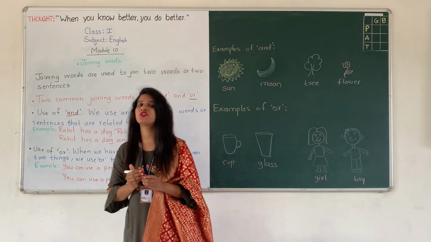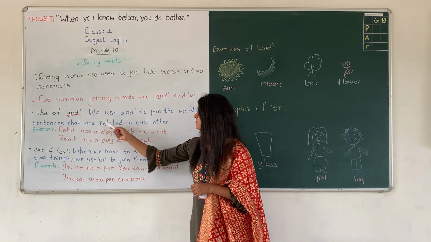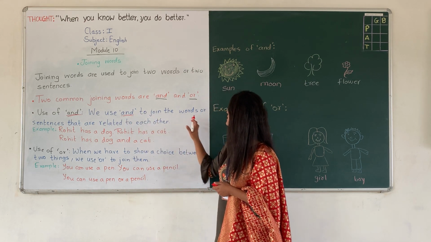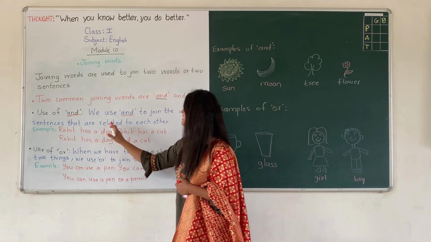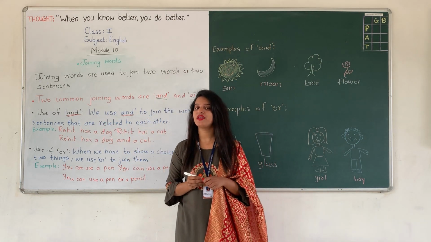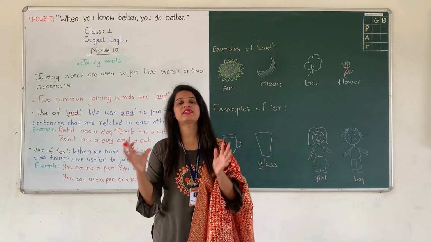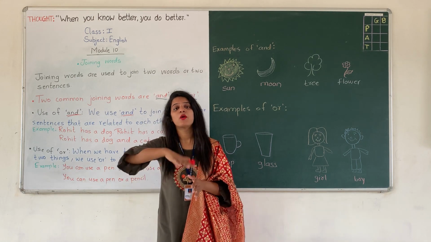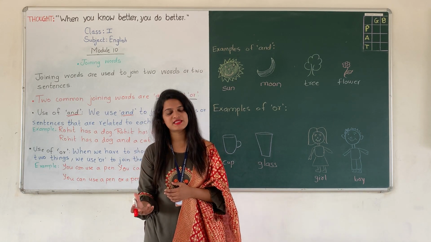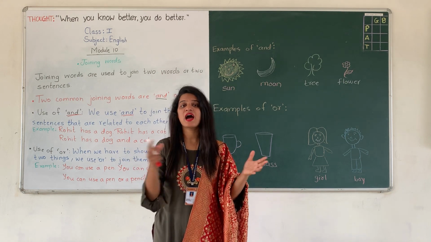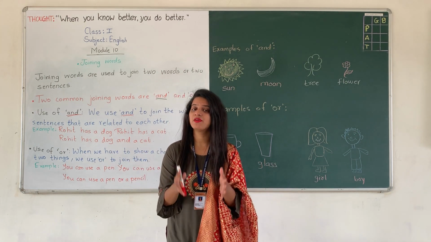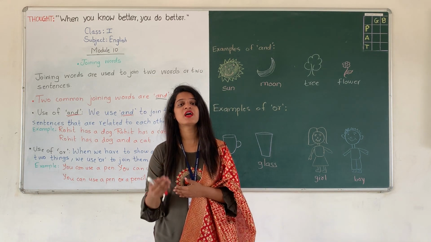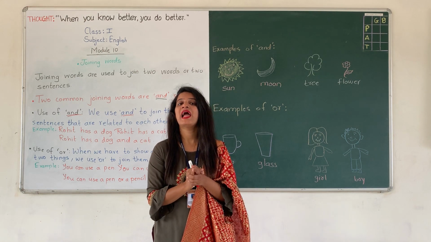Now when do we use the joining word and? Let us see. We use and to join the words or sentences that are related to each other. Whenever we have to talk about both words or both sentences, or the words and sentences are related, that time we use the joining word and.